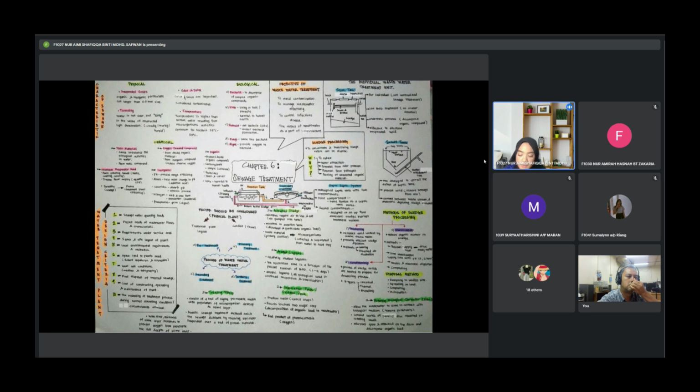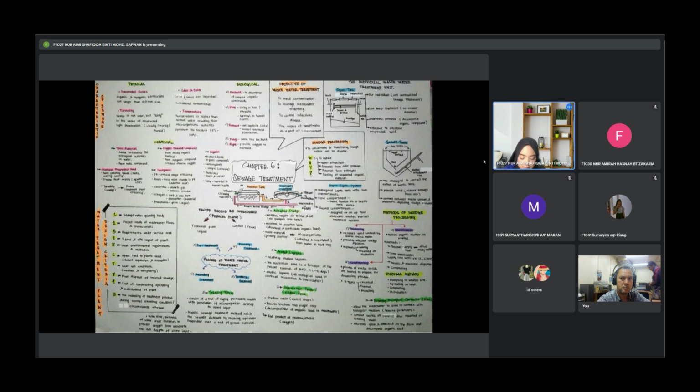The first one is to avoid contamination. Next, to manage wastewater effectively. Next, to control infectious disease. And the last one, the aspect of wastewater as a part of infrastructure. Next, we move to the factors that should be considered for a physical plant. There are 2: the first one is the treatment plant layout, the second one is conduit and vessel.